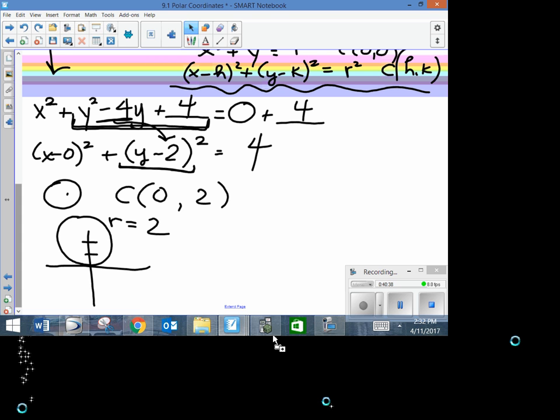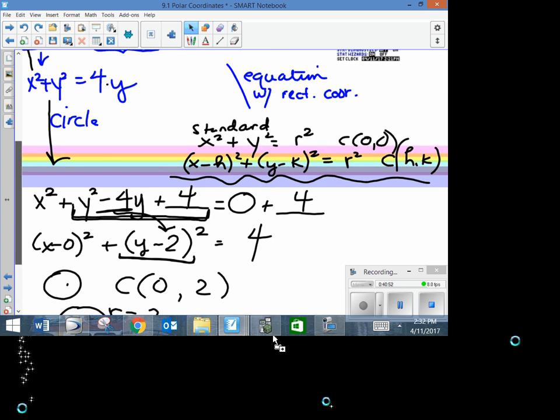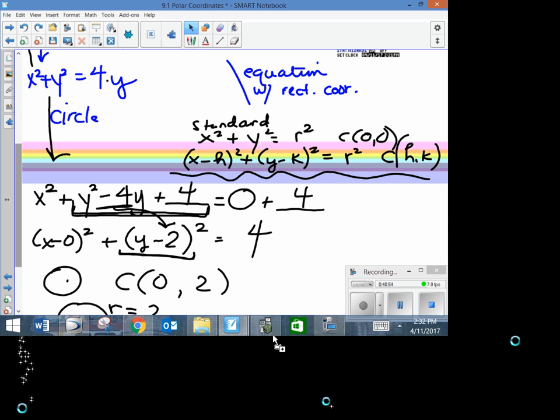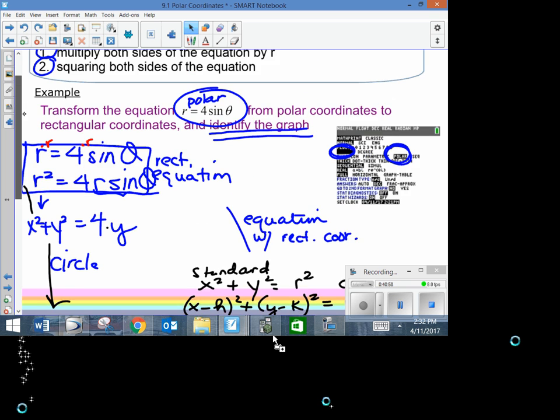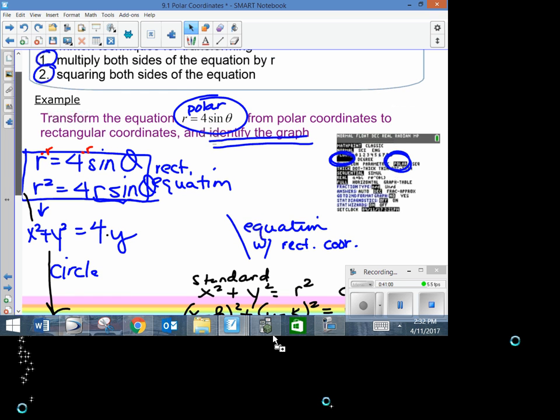All right. So there's your center, and your radius is 2 as well. In order to identify it, you need to show that, oh yeah, that is a circle. Okay, any questions? We did that on the skill practice. Occasionally we've done that, right? Any questions?